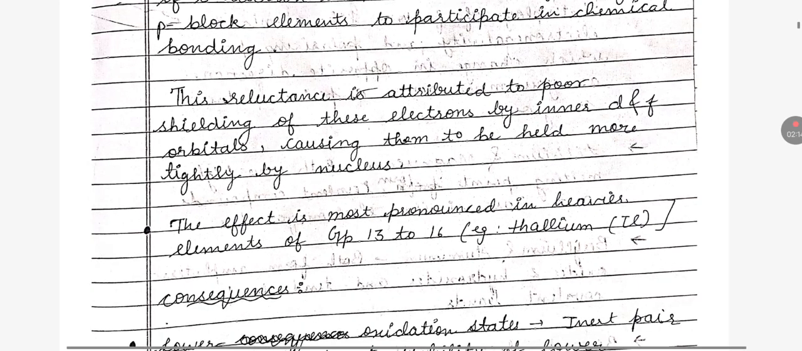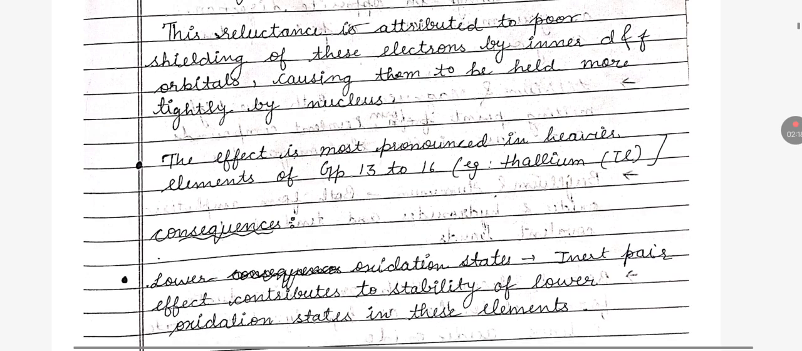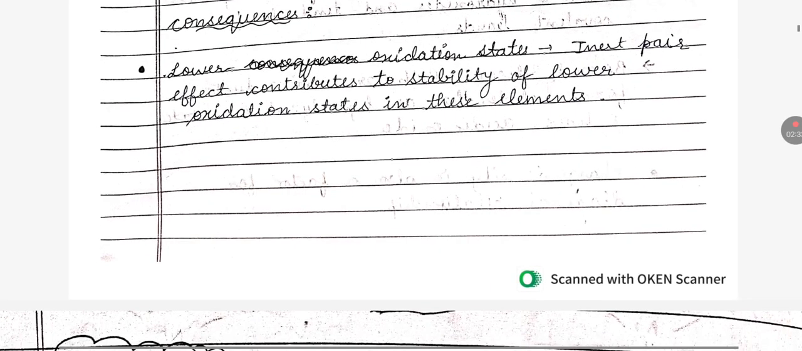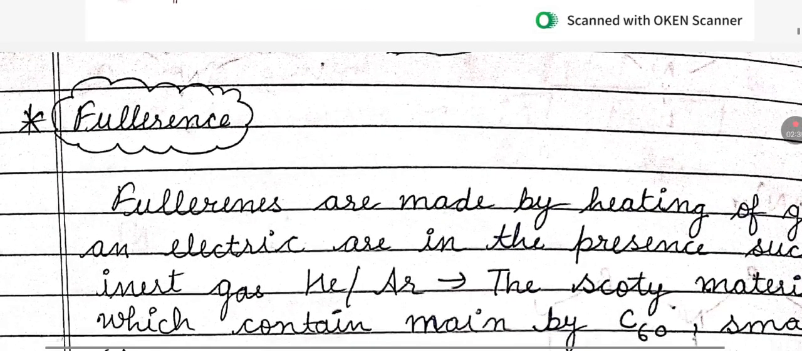The effect is more pronounced in heavier elements of group 13 to 16. Consequences: lower oxidation state results due to inert pair effect. The stability of a lower oxidation state in these elements increases.